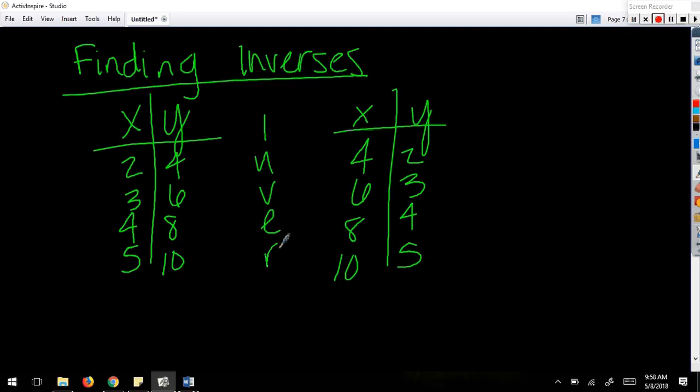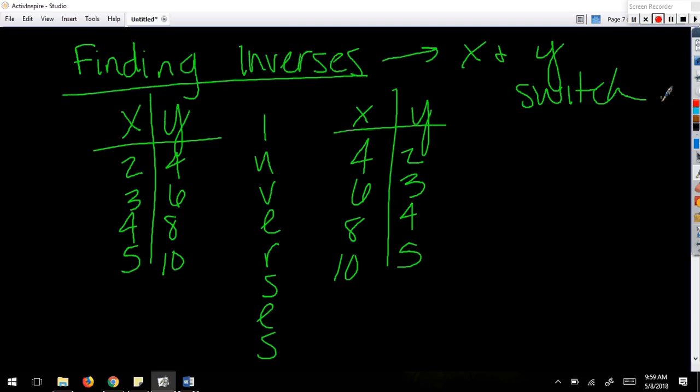And why do we need, like, what's that? We're going to get to y. We're going to get to what we do. Okay, so x and y switch. Now we're going to do some equations and we're going to work with those, but I wanted you to see in a T-chart, we literally just switch x and y to find the inverse.